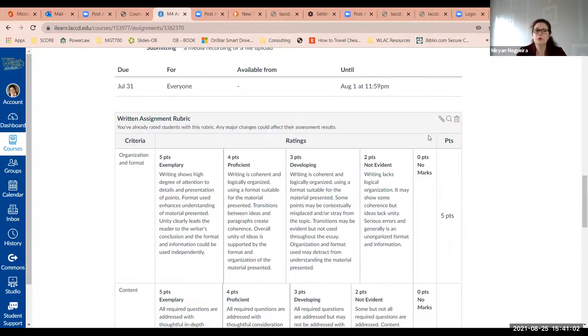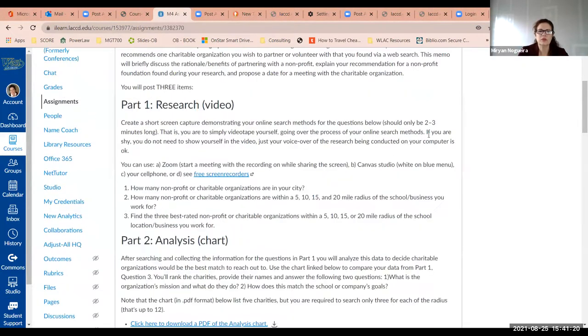One thing about rubrics, though: once you have graded one student using the rubric, you cannot change that rubric anymore, because it's good for consistency, right? You don't want to grade one student with one rubric and another student with a different one. That's not going to be good. So again, the name of the game is consistency.